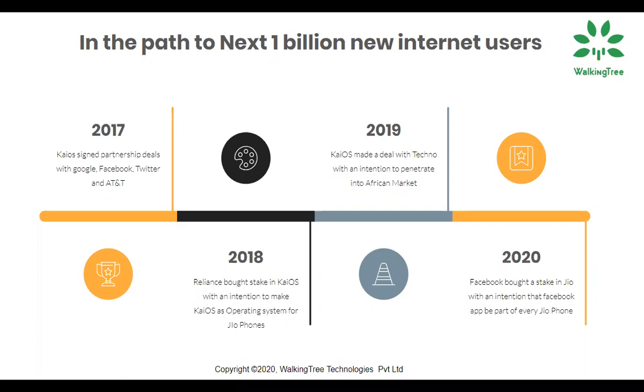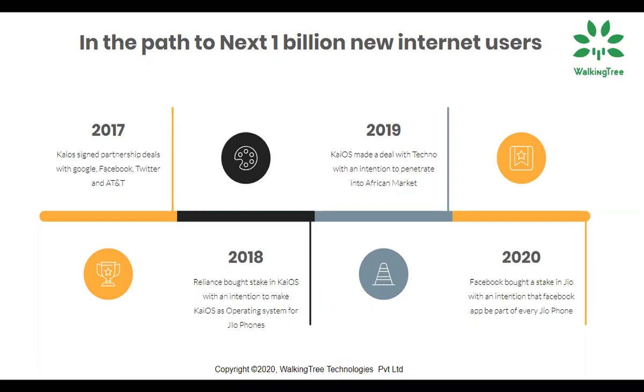Then in 2019, KaiOS made a deal with a company called Tecno. Tecno is primarily a phone manufacturer and telecom service provider, targeted mainly at the African continent. They want to sell a lot of feature phones in Africa, because these are areas where people are not able to buy many smartphones.